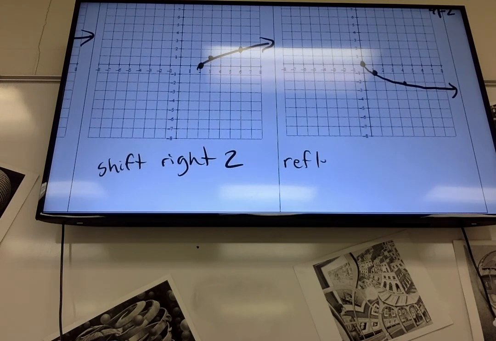This has been reflected over the x-axis. Just means it's been flipped down. It's been flipped.